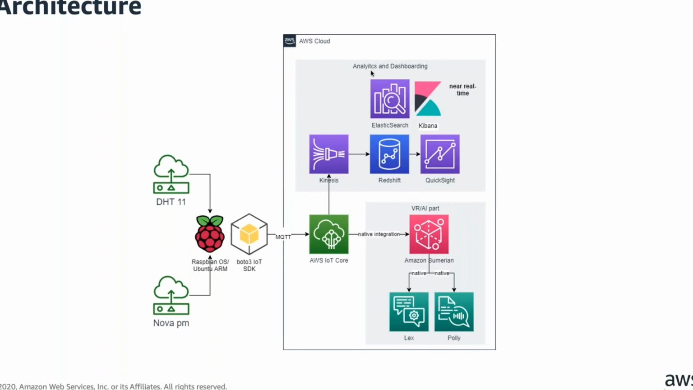As for the analytics and dashboarding, if you want to do more with the data that you ingest into the platform, we have Kinesis to stream the data, and then you can store it in Redshift, which is our data warehouse, and visualize it with QuickSight, our BI tool. We're going to see that as well. And if you prefer to use an ELK stack, you can also integrate natively with Elasticsearch from IoT Core and visualize in near real time with Kibana.